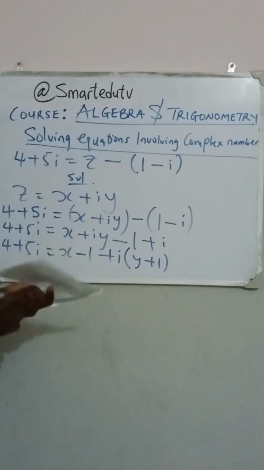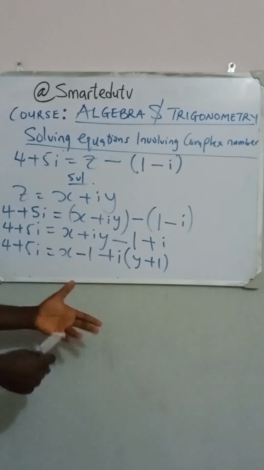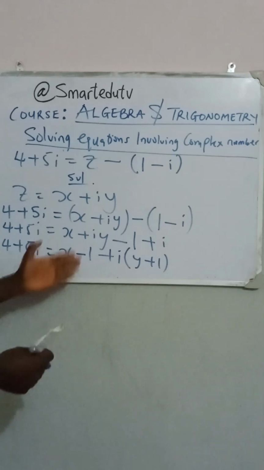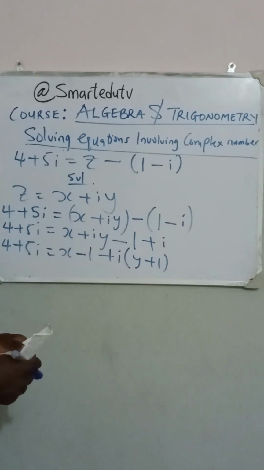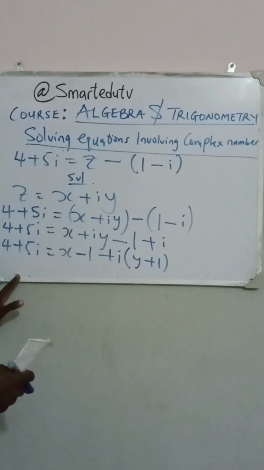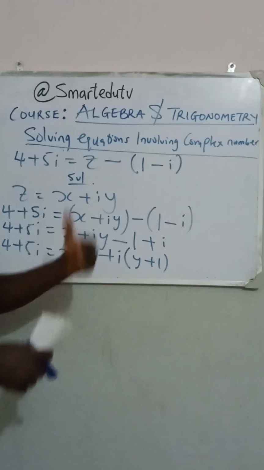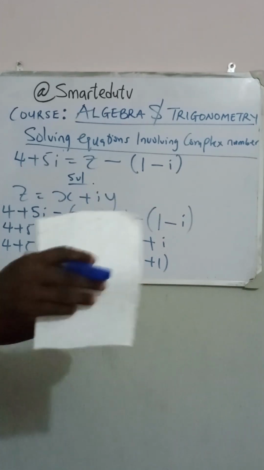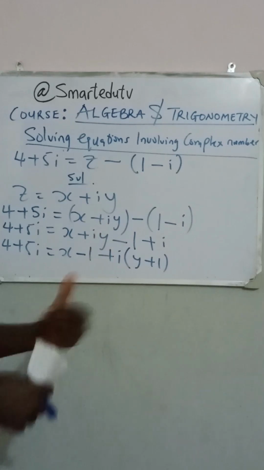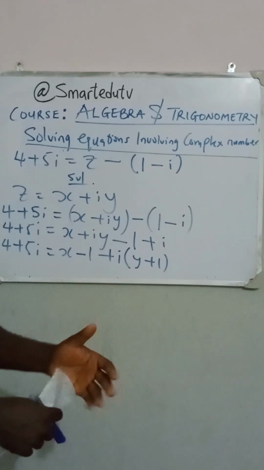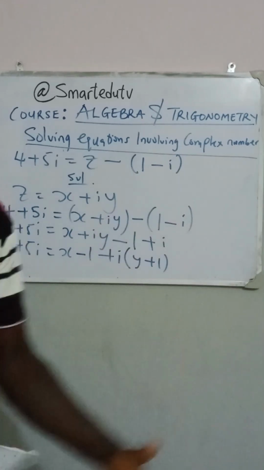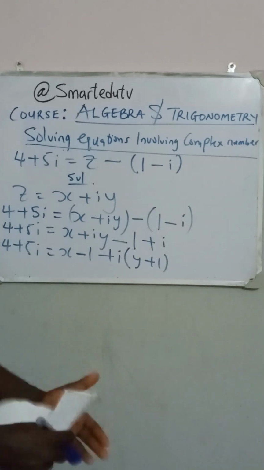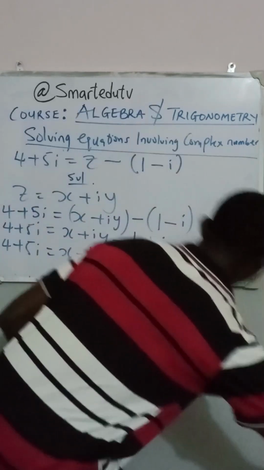So at the end of the day, I've been able to separate them in such a way that I have the real part and I also have the imaginary part. Now, for us to solve, it means we are going to compare both sides of the equation, the left hand side and the right hand side, in terms of the real part and also in terms of the imaginary part. Real goes for real, imaginary goes for imaginary. What are we trying to say?